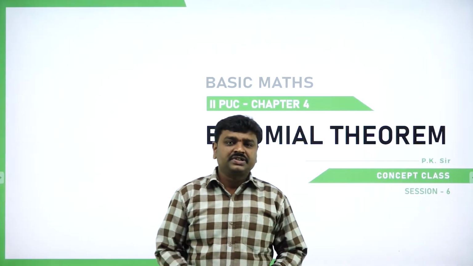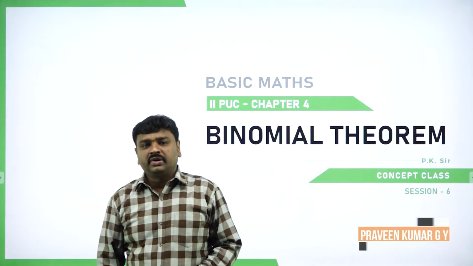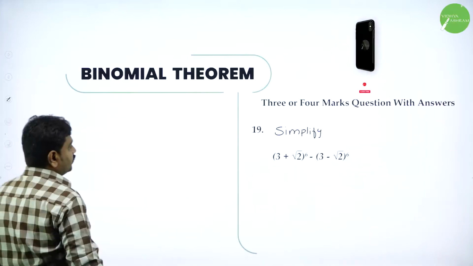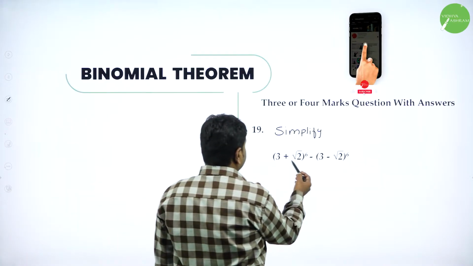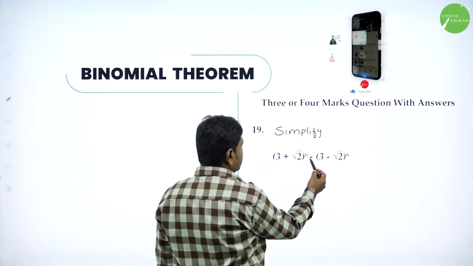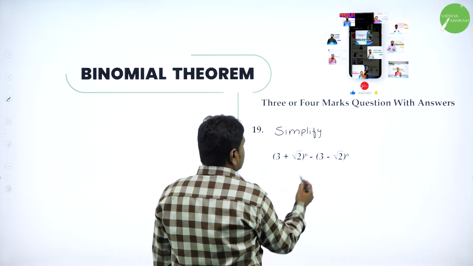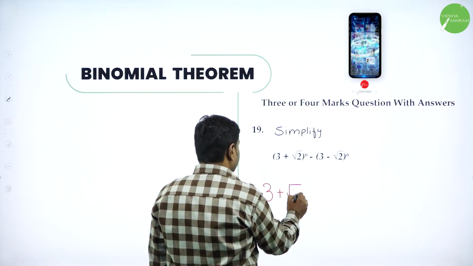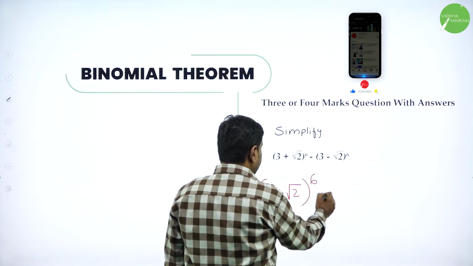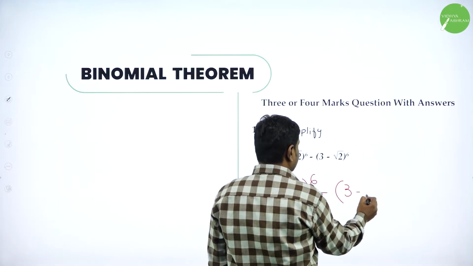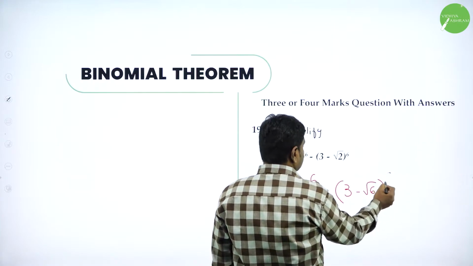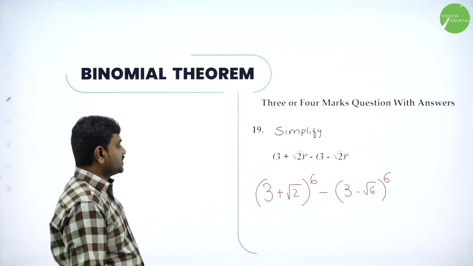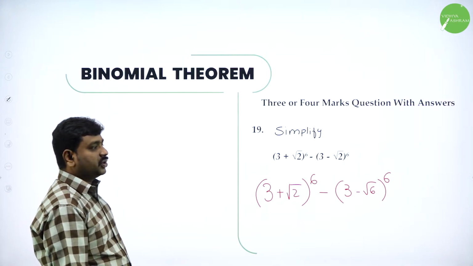Welcome to the session, dear students. Today we'll go ahead with some more problems of 3 and 4 markers of binomial theorem. So now simplify (3 plus root 2) power 6 minus (3 minus root 2) power 6. They want you to simplify (3 plus root 2) power 6 minus (3 minus root 2) power 6. So in order to simplify, we need to expand. There are 6 terms. All the terms we need to expand and we need to conclude.